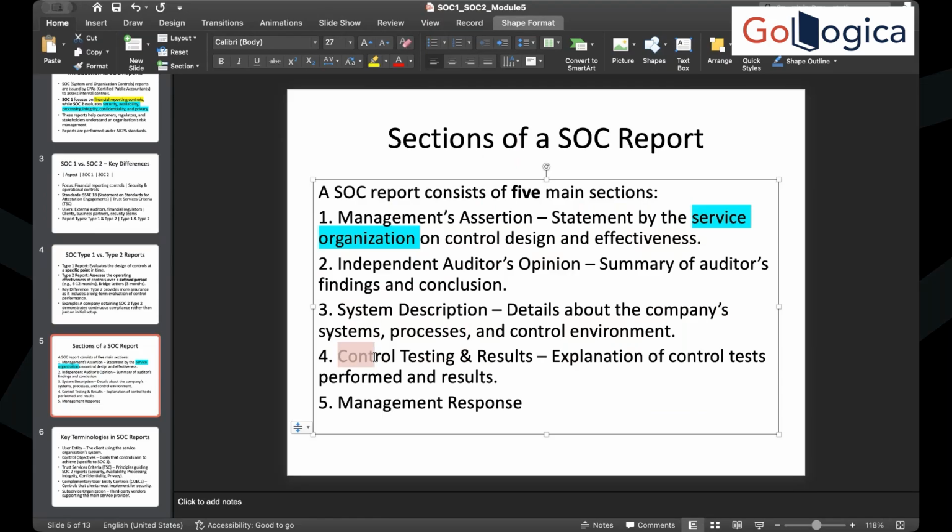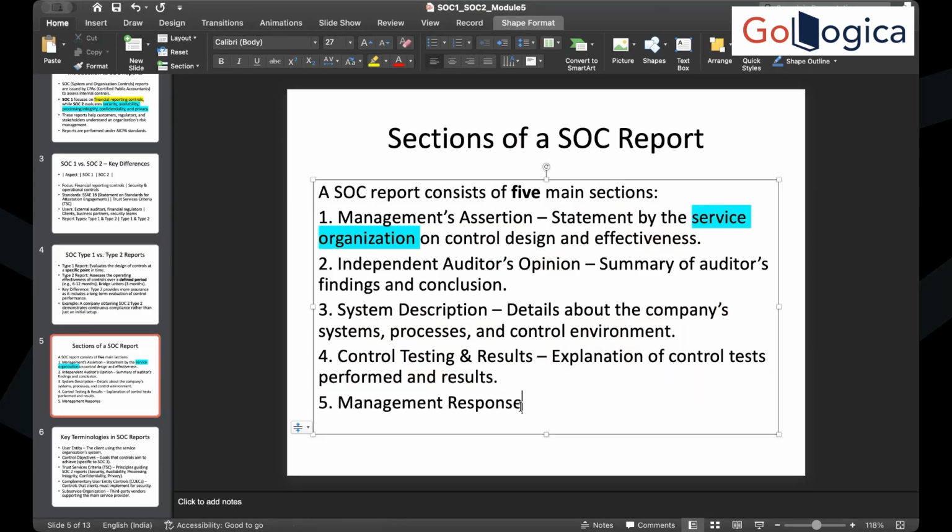And then comes section 4, which is control testing and results. So this is most important. It is the explanation of the control tests performed and the results. This section is basically the testing that the auditor did on my system. They are going to share the entire report there. They will mention the control, they will mention the test step, and then they will mention the result of what happened.